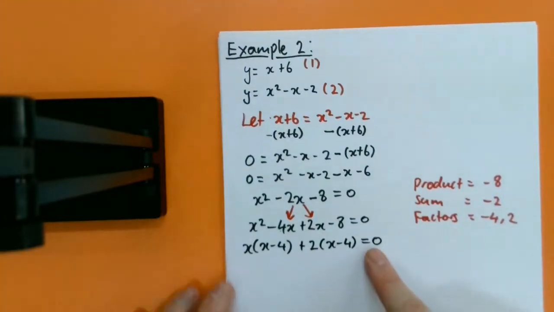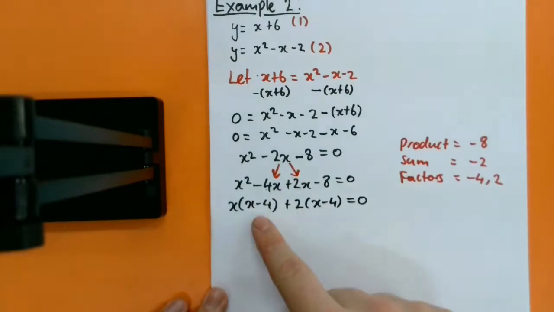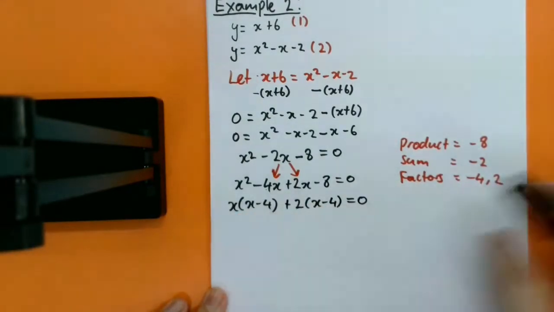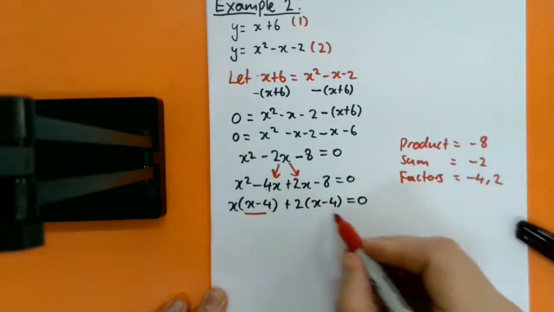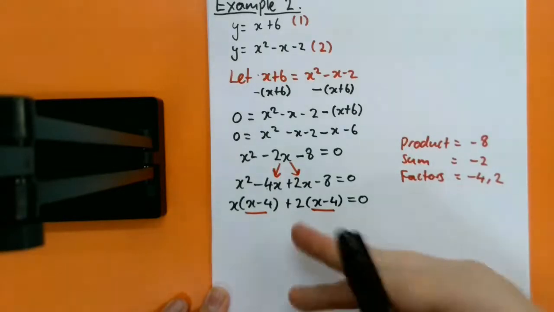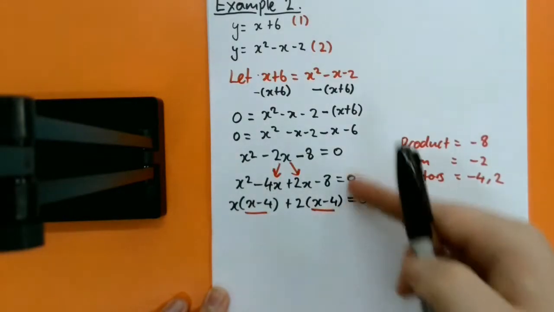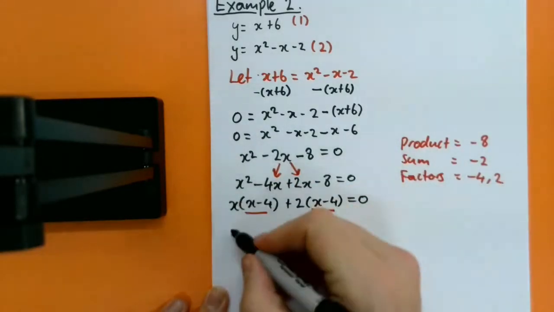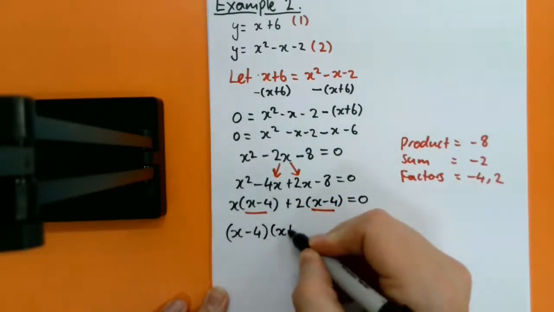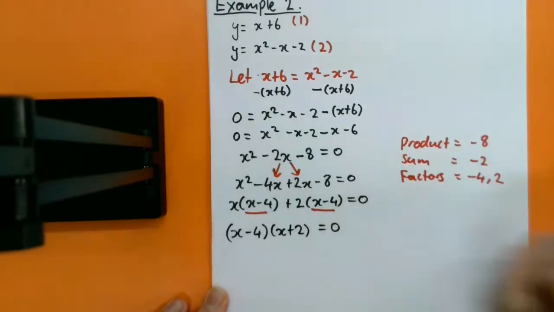You'll know you've made a mistake if you get to this step and the x minus 4 is not the same on both the x and the 2. You should have the same thing in the brackets for both terms. That's actually a common factor. x minus 4 is now our common factor, so we can factorise it out. We end up with x minus 4 and x plus 2 is equal to 0.